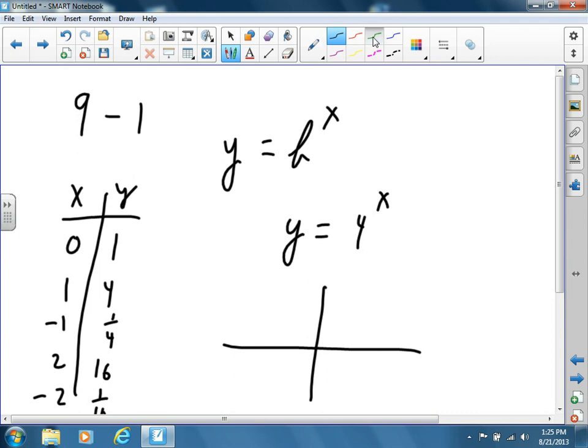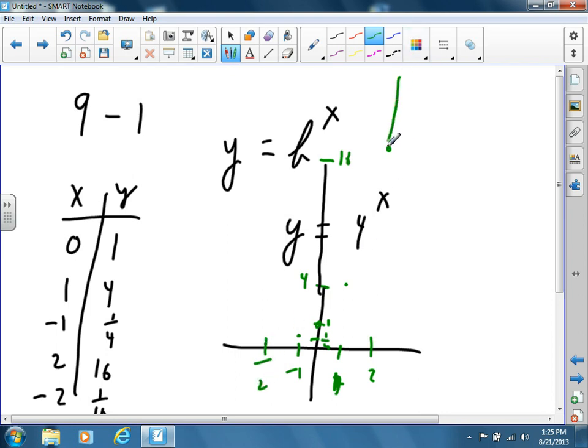So at 0, I'm at 1. So there I am at 1. At 1, I'm over here at 4. And at 2, I'm up here at 16. And then at minus 1, I'm at 1 quarter. And then at minus 2, I'm going to be way down here in the graph.